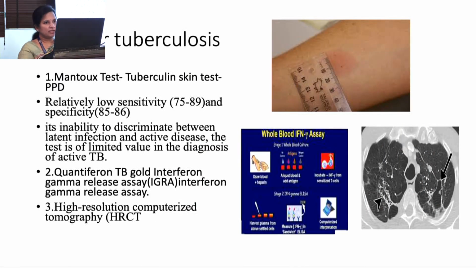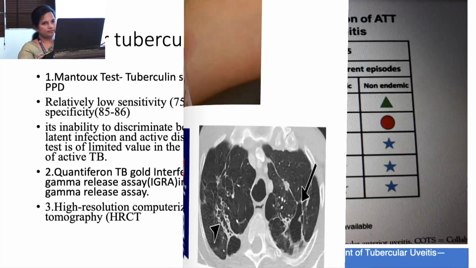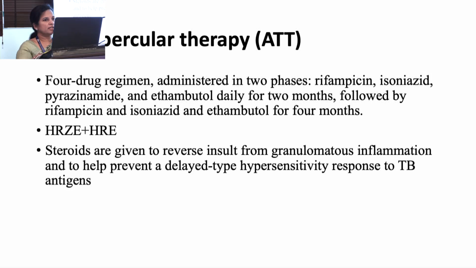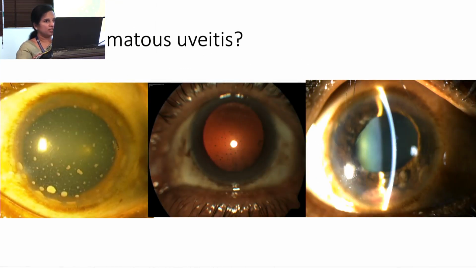The diagnosis of tuberculosis is mainly Mantoux and radiological investigations and the QuantiFERON TB Gold test. And management is based on the COAT trial. The tests like PPD, IGRA, and radiology depend upon whether the patient is coming from an endemic or non-endemic area. And ATT includes HRZE for 2 months and HRE for 6 months in a case of anterior uveitis.